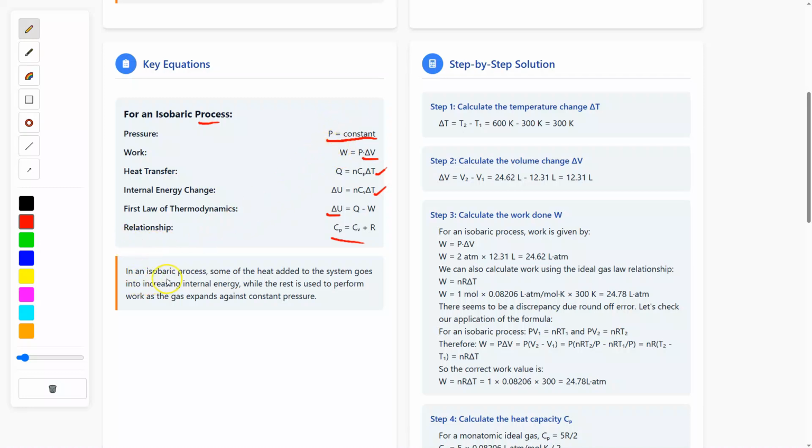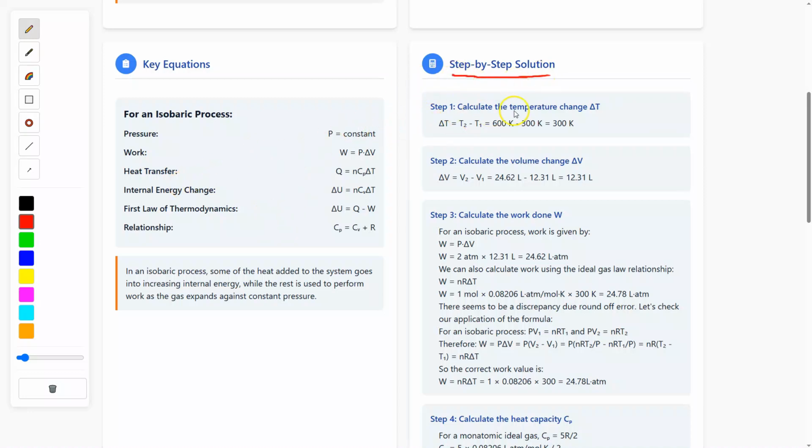In an isobaric process, some of the heat added to the system goes into increasing internal energy, while the rest is used to perform work as the gas expands against constant pressure. I already discussed that a few minutes ago. Now here is the step by step solution.